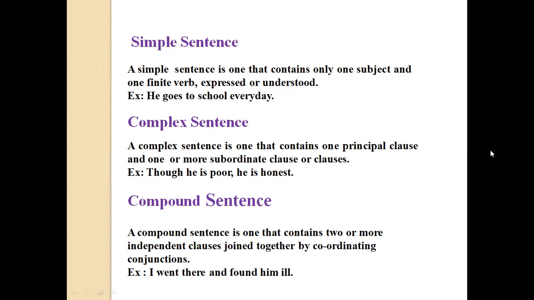Compound sentence. A compound sentence is one that contains two or more independent clauses joined together by coordinating conjunctions. For example, I went there and found him ill. Here, I went there is a principal clause, and I found him ill is another principal clause, and they are joined by the conjunction and. So, this is an example of compound sentence.